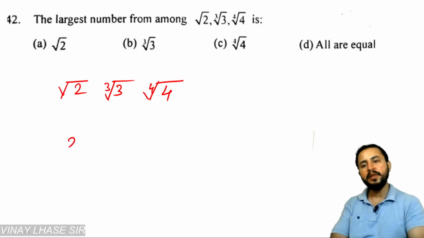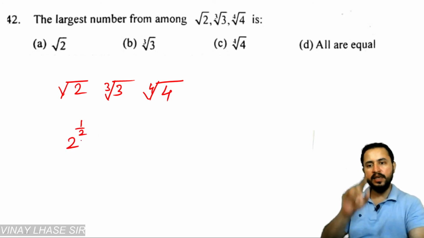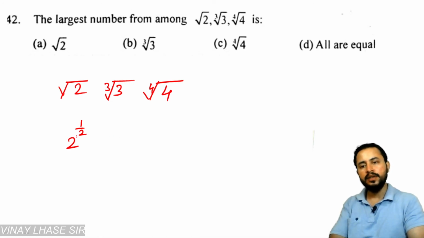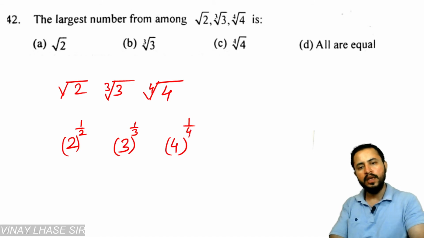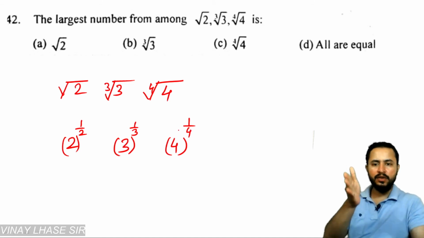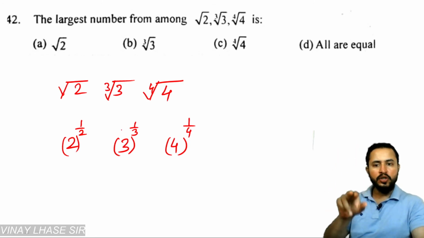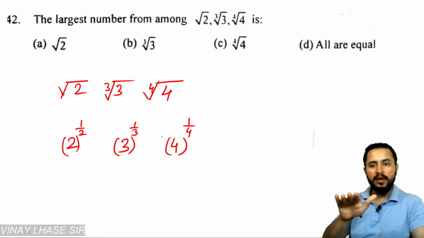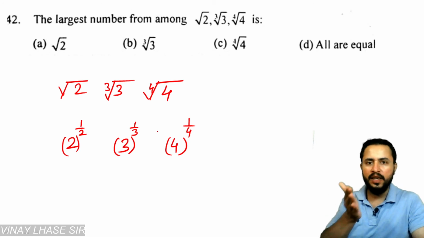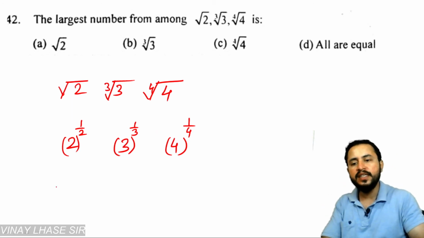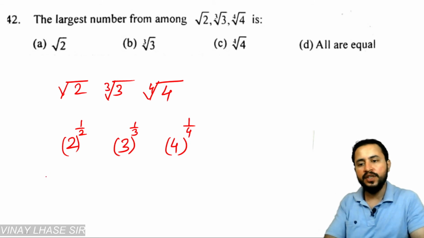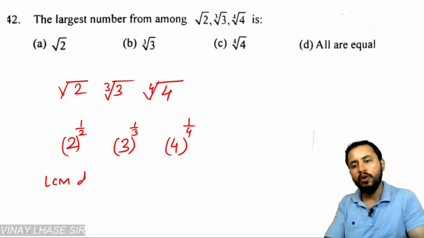Square root of 2 can be written as 2 raised to 1 upon 2. Square root is nothing but number raised to 1 upon 2. Next is 3 raised to 1 upon 3. And finally, the last one is 4 raised to 1 upon 4. I have to find which is the largest. But in all this, square root, cube root and so on, the exponents are different, because of these 2, 3 and 4. I cannot directly compare the square root of 2, cube root of 3 and fourth root of 4. So what you have to do in this case is take the LCM of the denominators of those fractions.